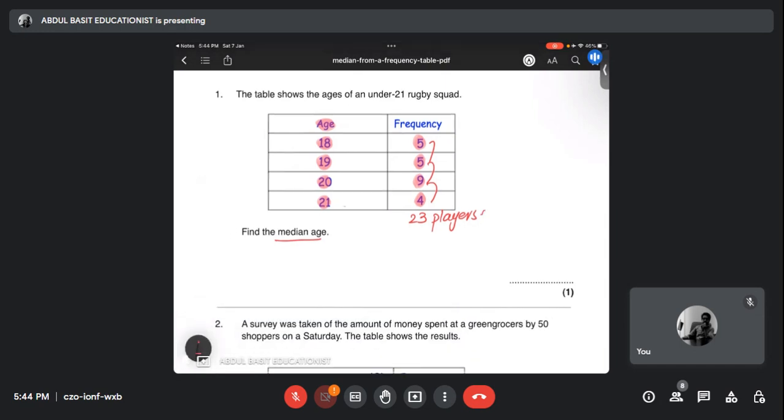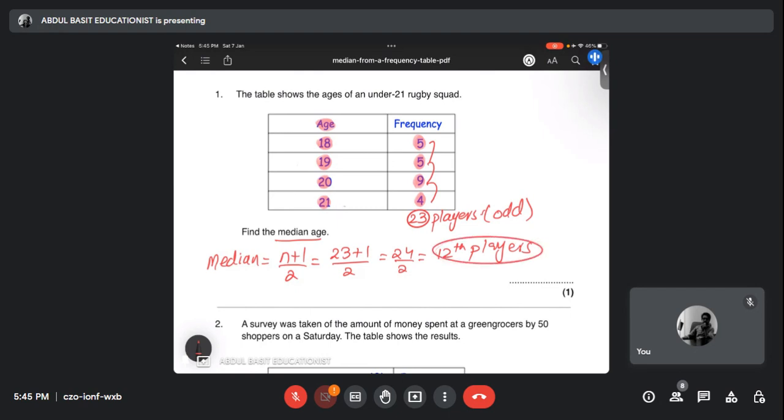Now we know that 23 is an odd number. When the total frequency is odd, we have the formula: median is equal to n plus 1 divided by 2. Here n is the number of observations, and there are 23 players. Is this clear? Yes, sir. So 23 plus 1 divided by 2, that is 24 divided by 2, is the 12th player. So the 12th player is the median.